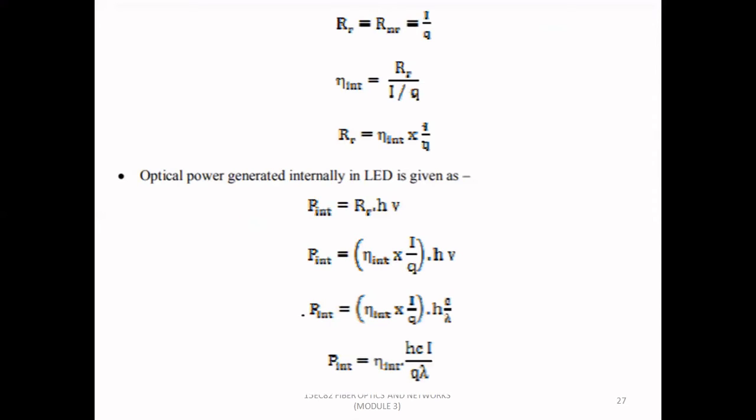RR plus RNR equal to I by Q. Eta int equal to RR by I by Q, so RR equal to eta int into I by Q. Optical power generated internally in the LED is given as P int equal to RR into h into nu, where RR, as we already know from the above equation, is eta int into I by Q. So P int, the power generated internally in the LED, equal to eta int into I by Q into h into nu, or it can be written as eta int into h into c into I by Q lambda.